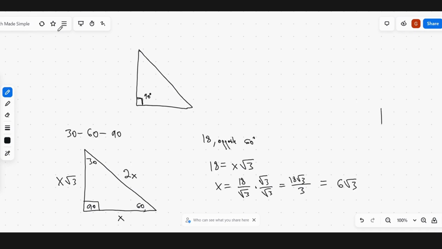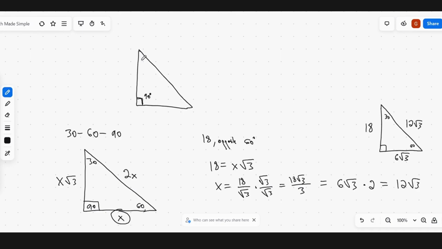So we have our 30, 60, 90 triangle. This is our 30, this is our 60, this is our 90. We're given 18 over here. We've already solved for the value of x, which is the side length opposite the 30-degree angle, this one down here. So that would be a side length of 6 square root 3. And then the hypotenuse is just 2x, so we take this number, multiply by 2, and we get 12 square root 3 as our hypotenuse.